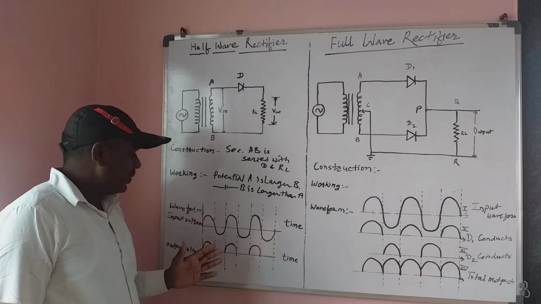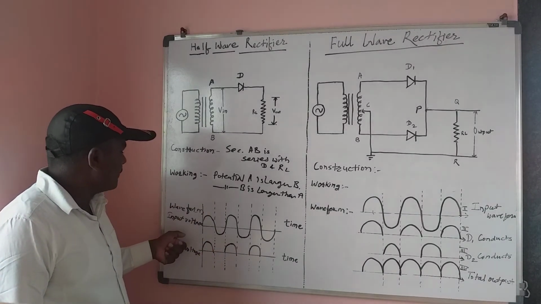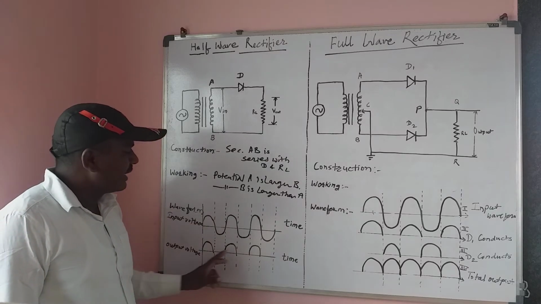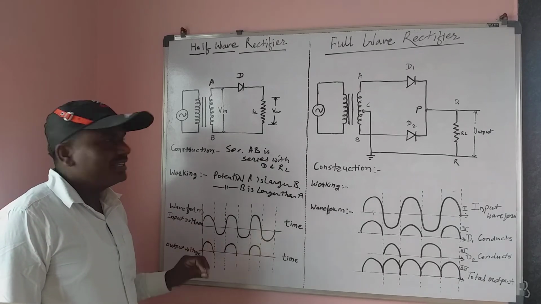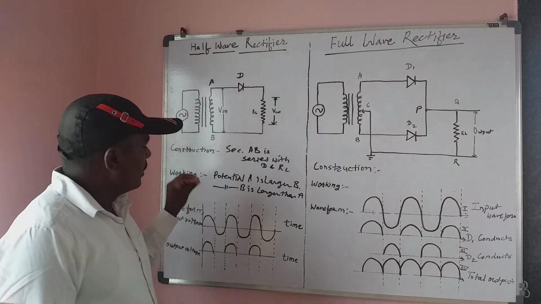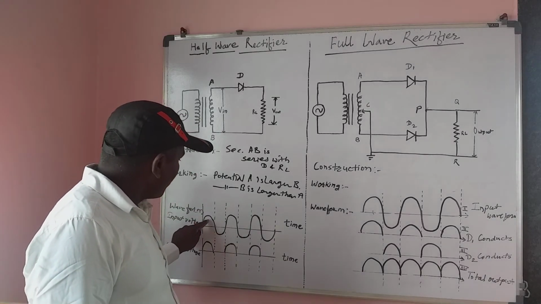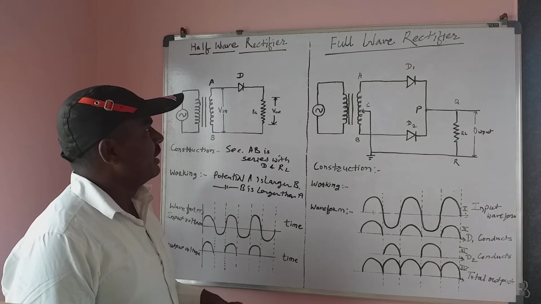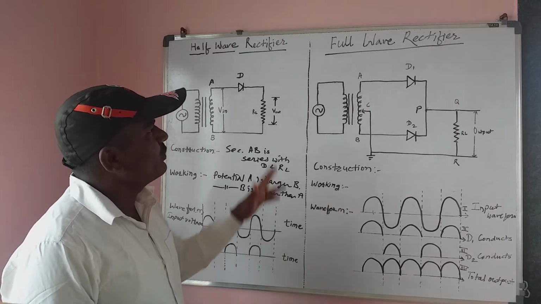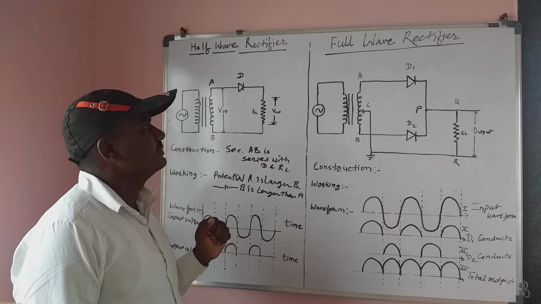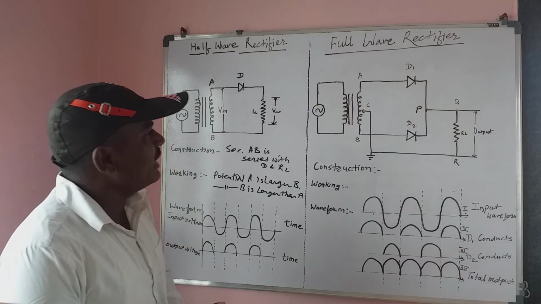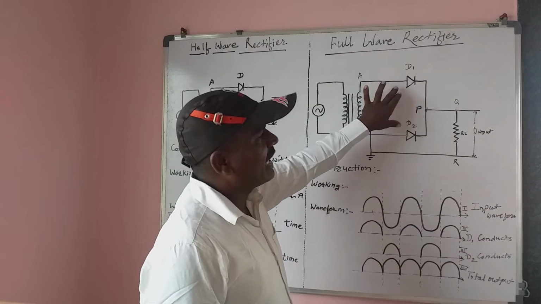And so this is the waveform for the output of a half wave rectifier. If we want to use both the positive half cycle and negative half cycle in the output, for that we use a full wave rectifier. Here in the full wave rectifier, two diodes are used.